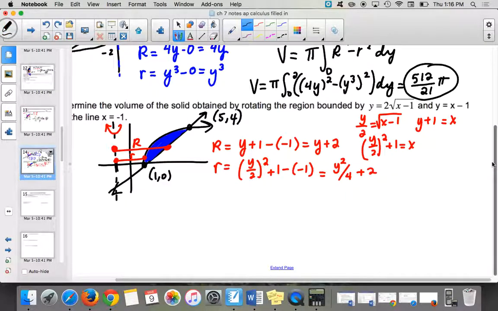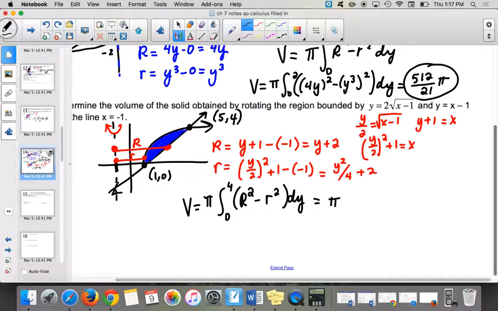So you can do your setup with your R squared minus r squared with the pi, right? So you could say V equals, let me put the pi on the outside, pi times the integral from 0 to 4 for my y values of big R squared minus little r squared dy. That would get perfect points for setup there, because I've defined what my r's are, I'm good.